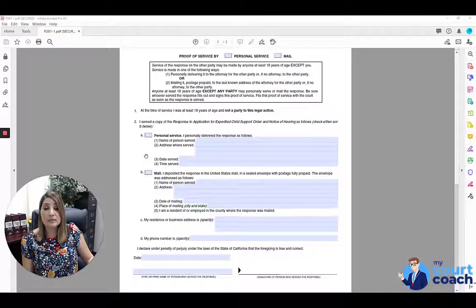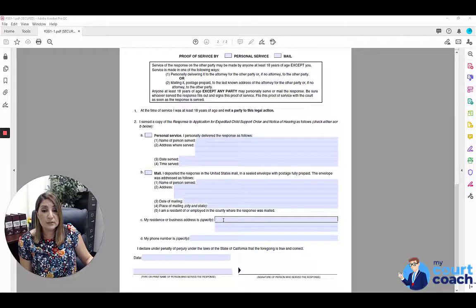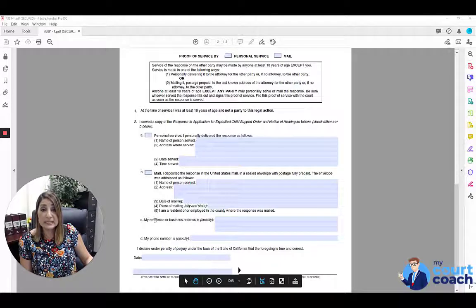If the service was done by mail, they would mark box 2B, again, list the name of the person served, the address that the pleading was mailed to, date of mailing, place, city and state of mailing. The person needs to be a resident of the county where the response was mailed. And then finally, your server would list their address in box 2C, their phone number in box 2D, and they sign and date this form.